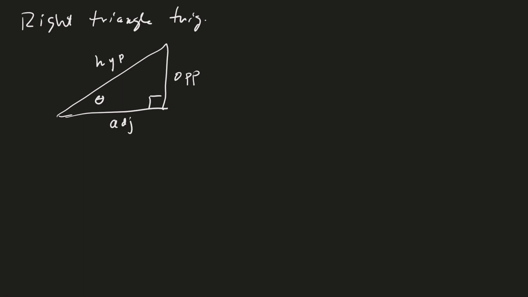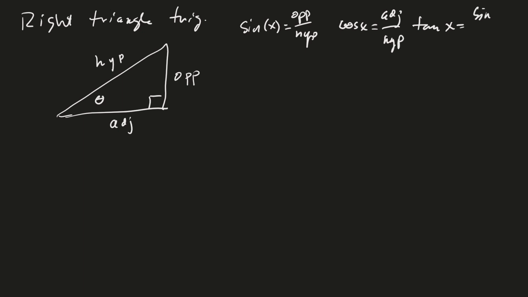The three that we are typically working with are the sine, cosine, and tangent. So let's write those down. The sine is the opposite over hypotenuse. The cosine is adjacent over hypotenuse. The tangent is sine over cosine, or you could write it as opposite over adjacent.